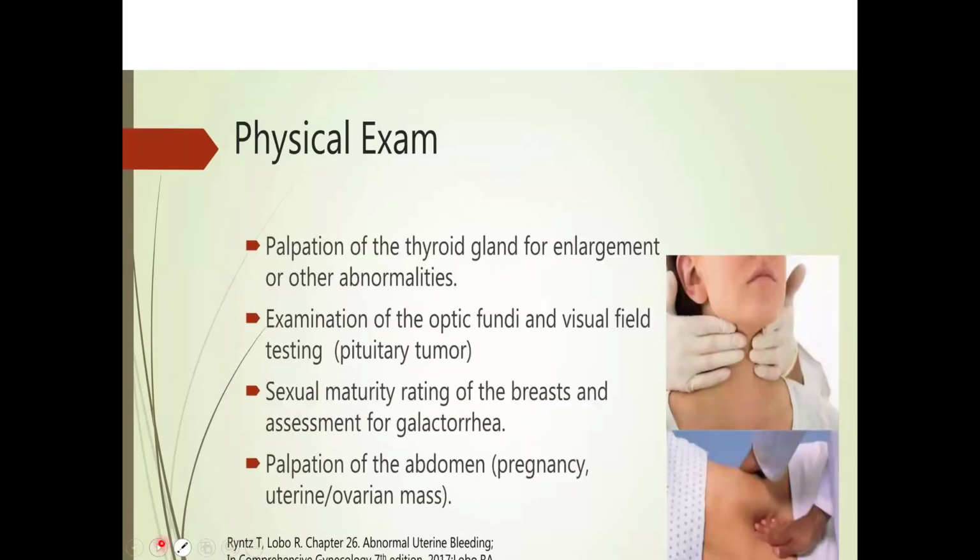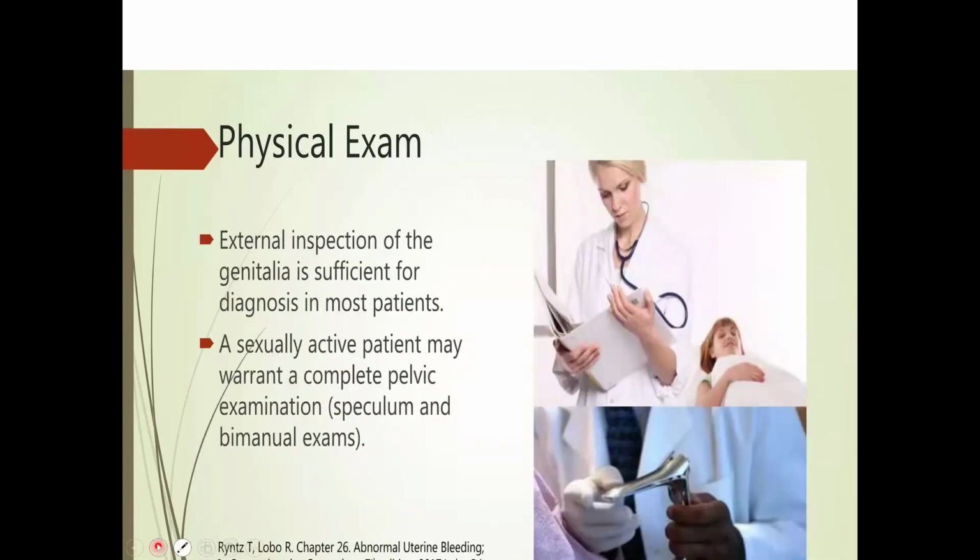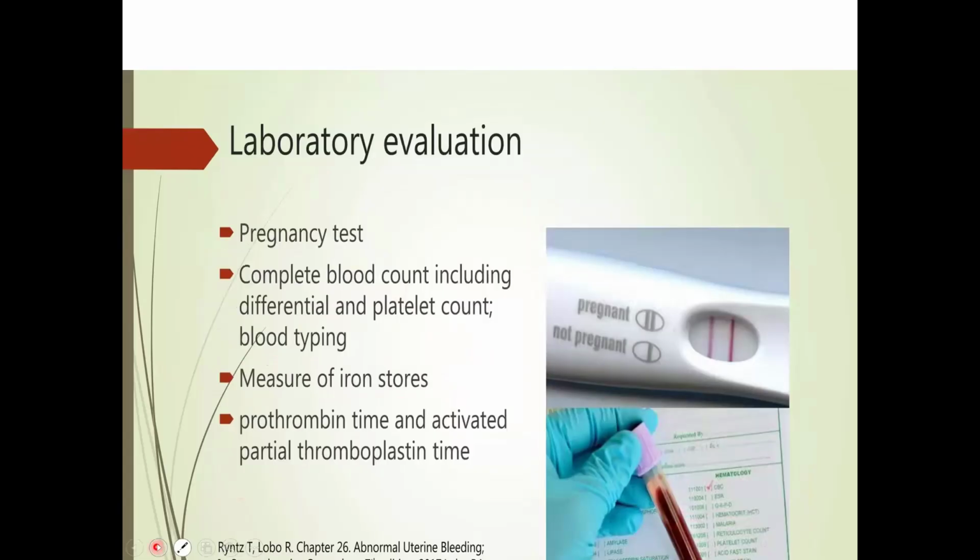You can see in the figure palpation of the thyroid gland for enlargement or other abnormalities, examination of the optic fundi and visual field testing for pituitary tumor, sexual maturity rating of the breast and assessment of galactorrhea, and palpation of the abdomen in case of pregnancy, uterine or ovarian masses. External inspection of the genitalia is sufficient for diagnosis in most patients. A sexually active patient may warrant a complete pelvic examination, such as speculum and bimanual examination, digital examination, and laboratory evaluation. A pregnancy test should be done.